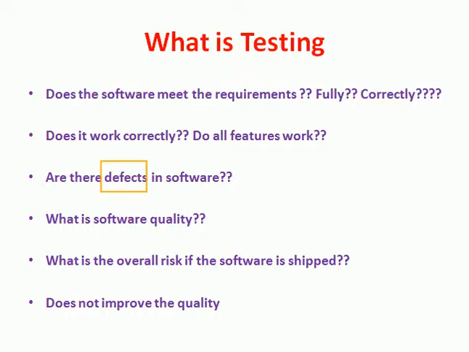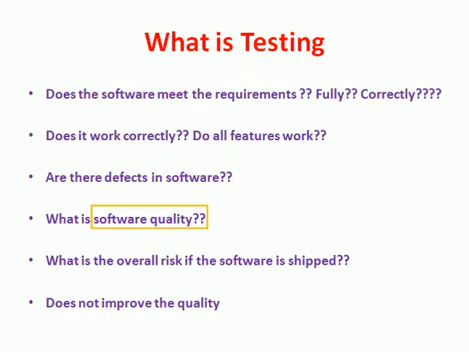One of the questions that is answered when we do the testing is, what is the software quality? And quality is measured on different criteria. It is measured on different parameters. Once we have checked whether the software meets all the requirements, whether it is working correctly, whether there are defects or not, we can make some judgment about the software's quality, and we can have data that supports this judgment.